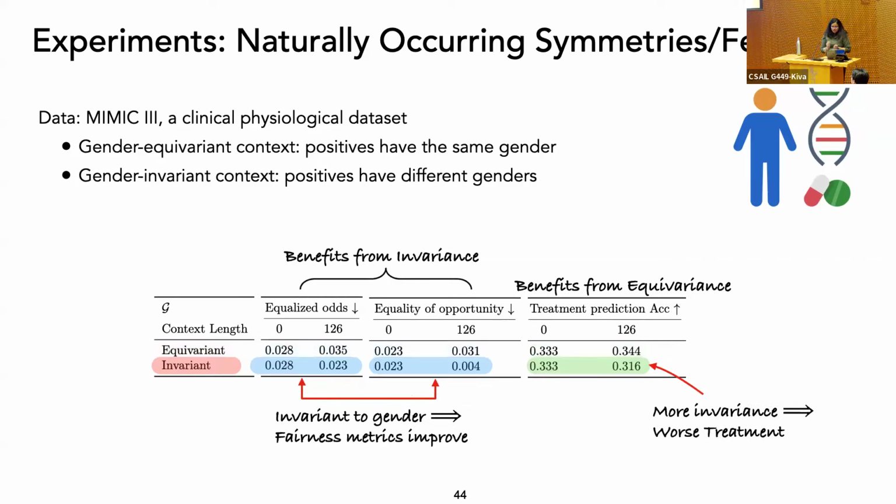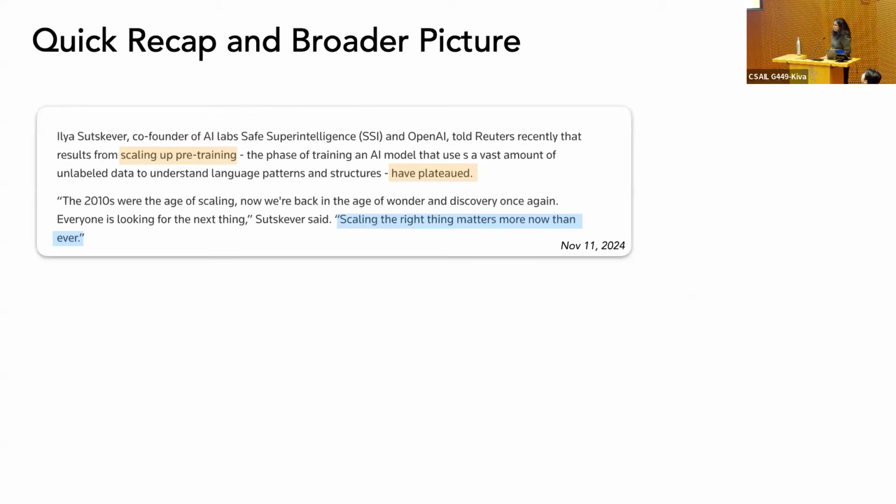Similarly, now if you go to the invariant setting, we see that our fairness metrics actually improve with the context length. However, the treatment prediction accuracy goes down because your representation now is more insensitive, or more invariant, to gender. So this was all about the two methods that I wanted to discuss.